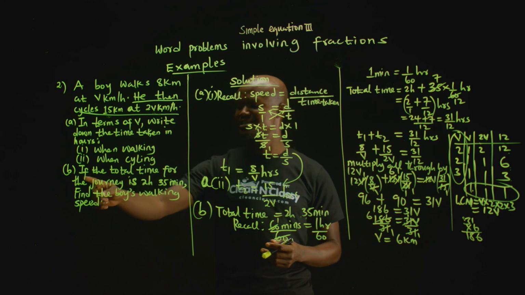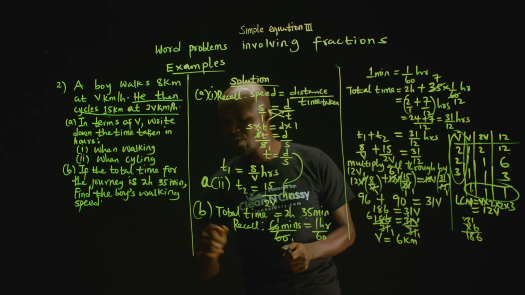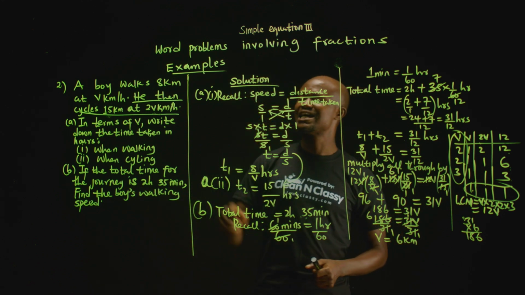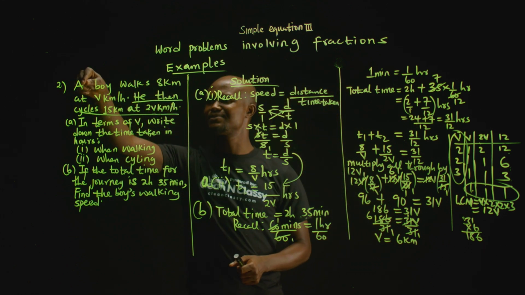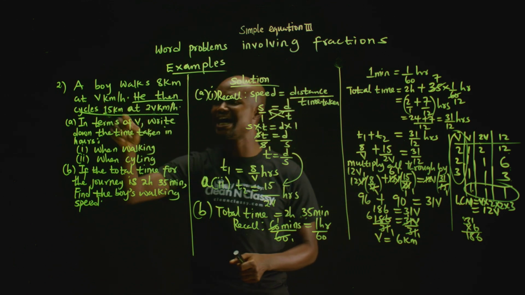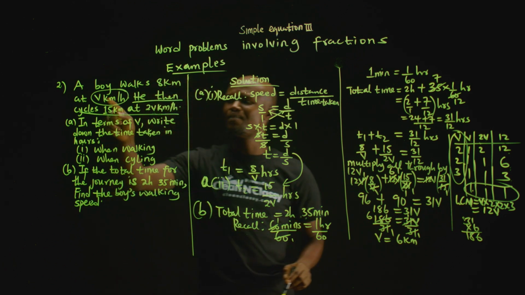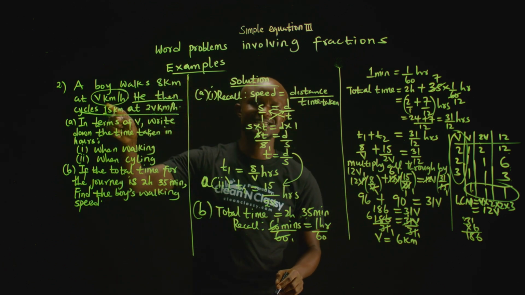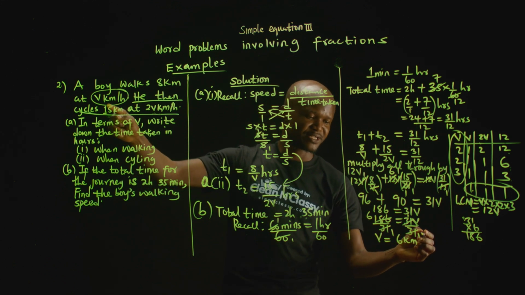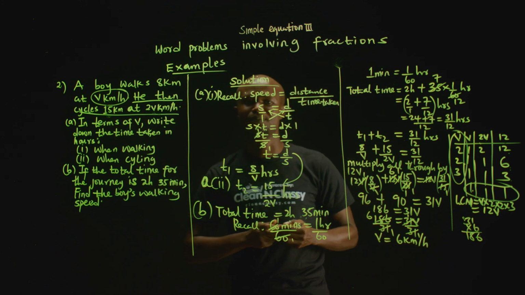And look at this B part again. If the total time for the journey is 2 hours 35 minutes, find the boy's walking speed. Let's go back to the question. The first statement: a boy walks 8 kilometers at V kilometers per hour. So the boy's walking speed is V kilometers per hour. And what is V? V equals 6. So this should be 6 kilometers per hour. So that is the solution to the problem. Thank you.